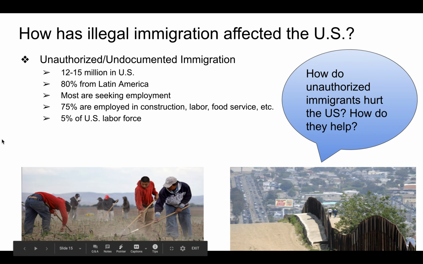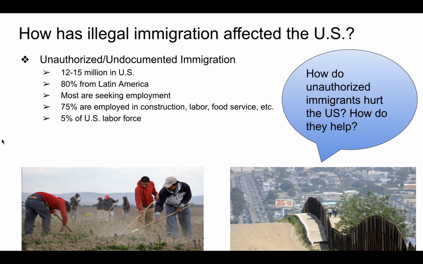Unauthorized immigrants account for between 12 to 15 million. 80% come from Latin American countries. Again, following Ravenstein's closest distance, and the second principle of Ravenstein is traveling to major economic centers. So many of those immigrants from Latin America will be going to major cities for economic pull factors, seeking employment. Many of them will be working in primary sector jobs, so low-skilled jobs such as construction or food services or farming, agriculture. They represent 5% of all U.S. labor.